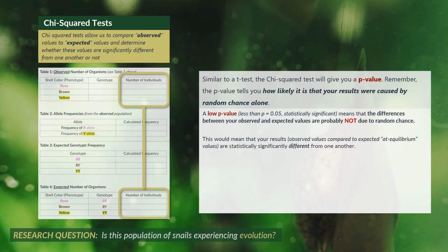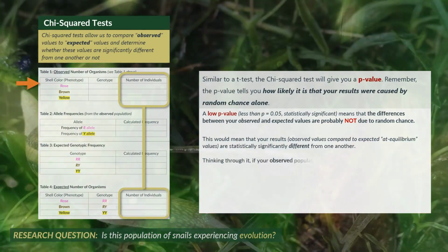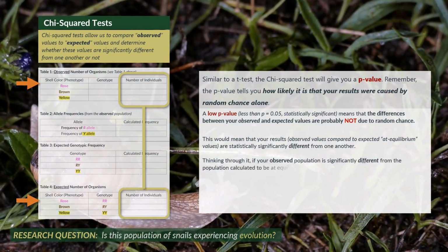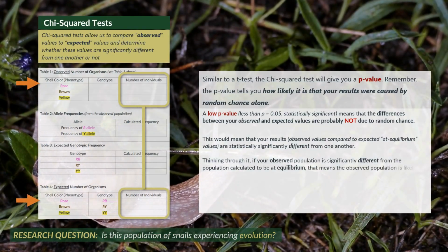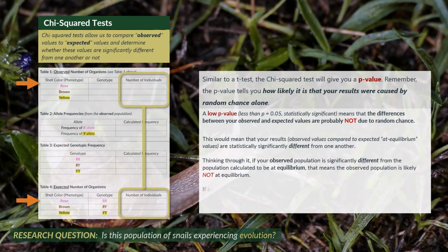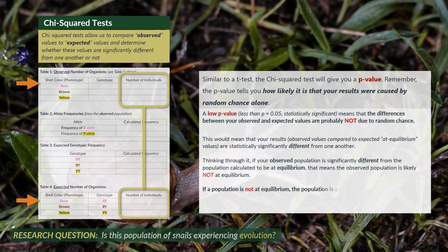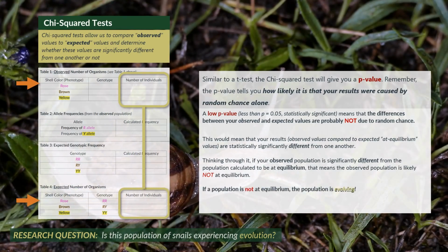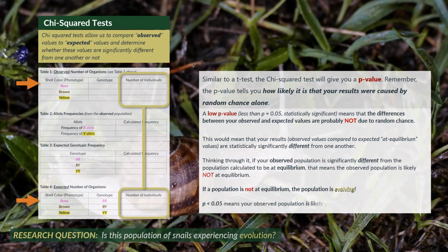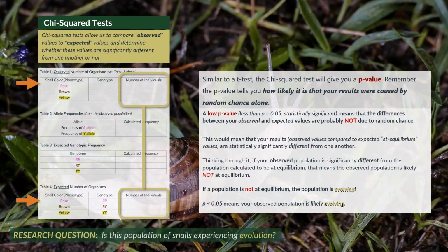So, if your observed population is significantly different from the population you calculated to be at equilibrium, that means the observed population is likely not at equilibrium, right? If a population is not at equilibrium, the population is evolving. So, a low p-value, such as less than 0.05, would mean that the observed population is likely evolving.